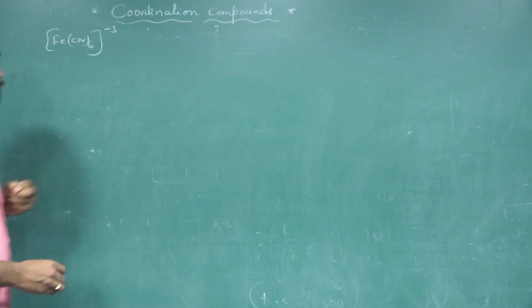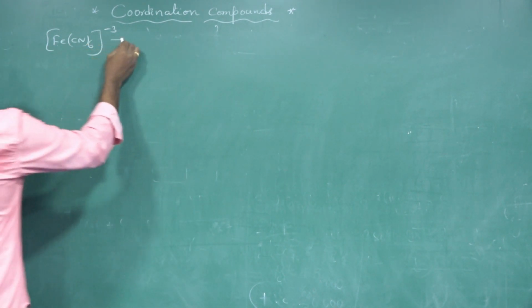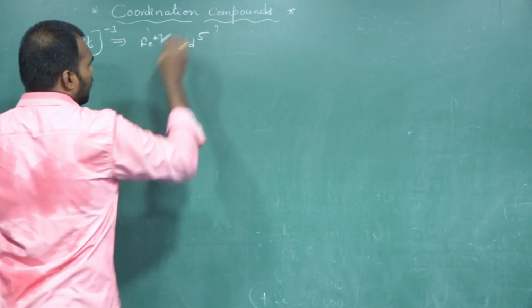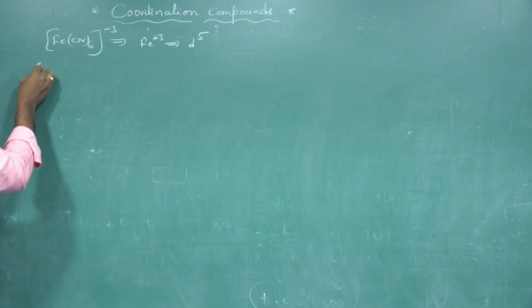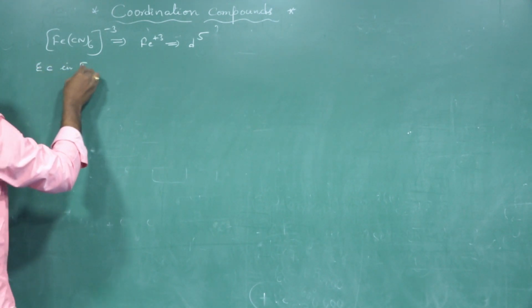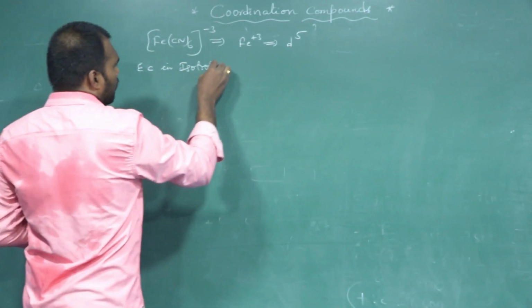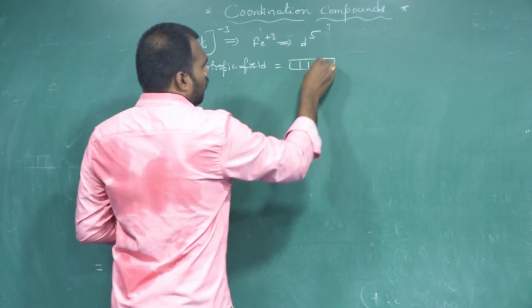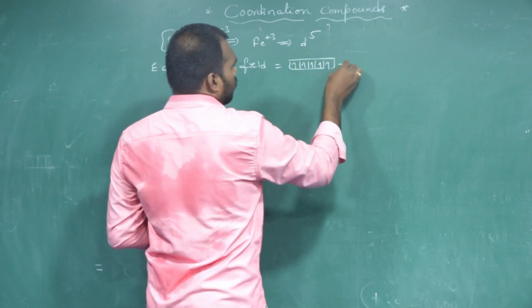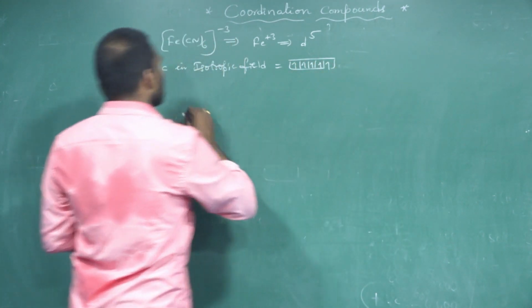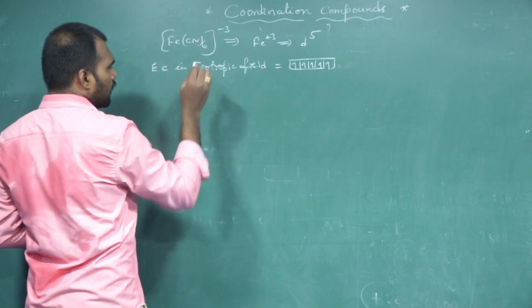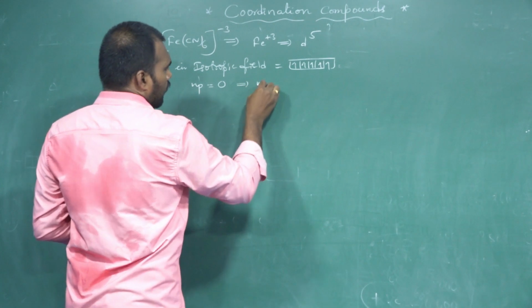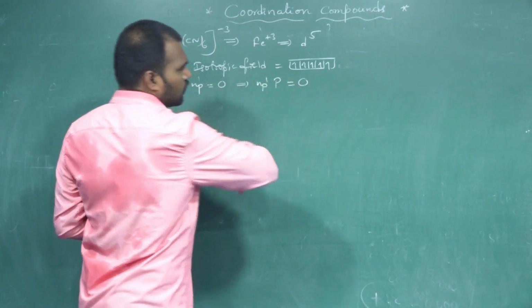We need to calculate the correct electronic configuration of the central metal atom in this complex using CFSE. Now, in this complex, iron is in +3 oxidation state having d5 configuration. So the electronic configuration in an isotropic field is what? 1, 2, 3, 4, 5. So that is the d5 configuration. In this isotropic field, the number of unpaired electrons is 0. So P value is 0.